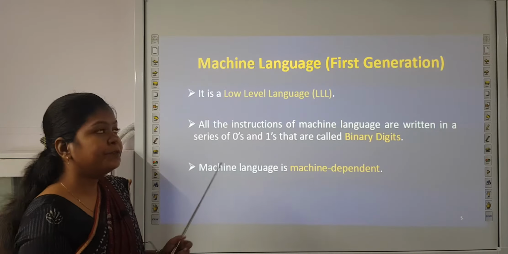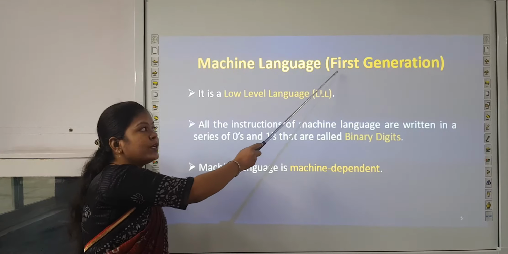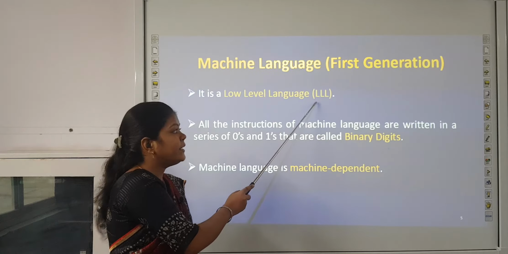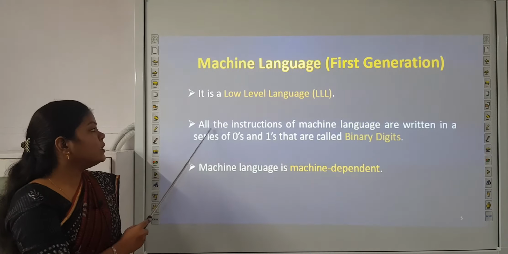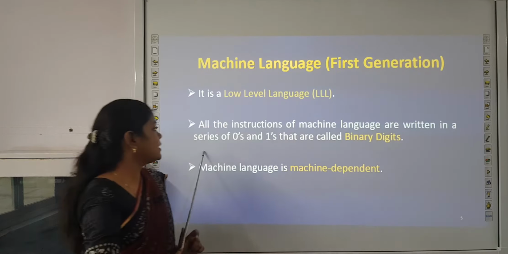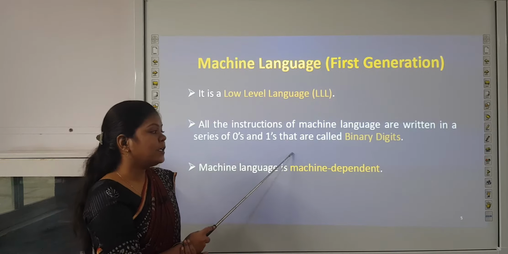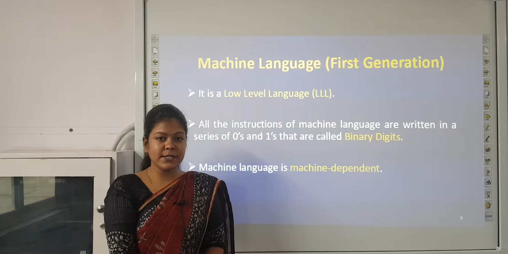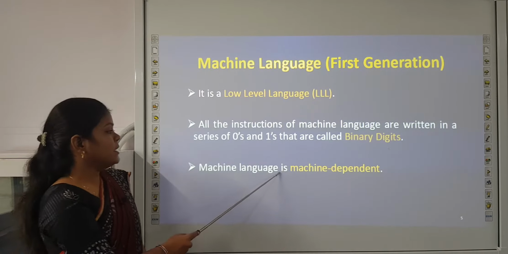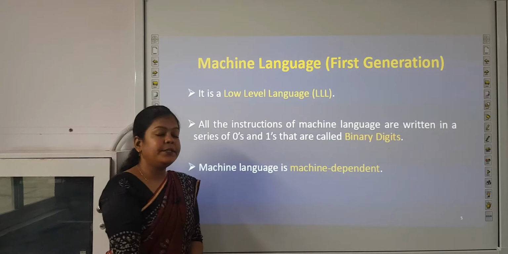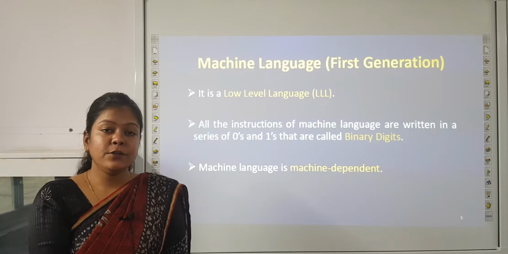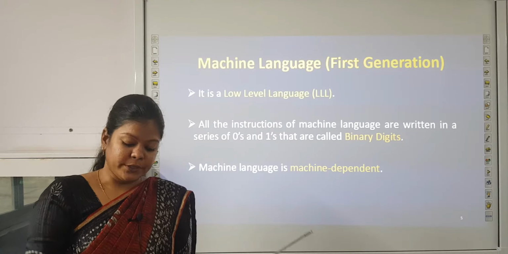So let's start with the first, machine language, which is also known as first generation. It is a low level language, which is abbreviated as LLL. All the instructions of machine language are written in a series of zeros and ones that are called binary digits. So what are binary digits? 0 and 1 are called binary digits. Machine language is machine dependent. It means a program that is written for a particular computer cannot be used for another computer.